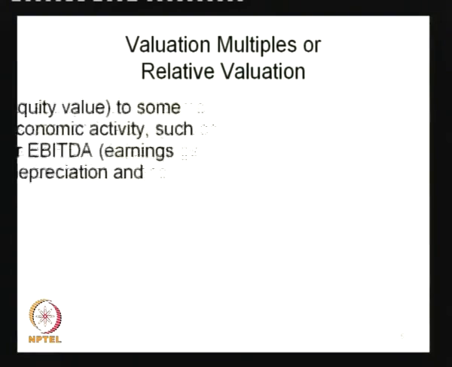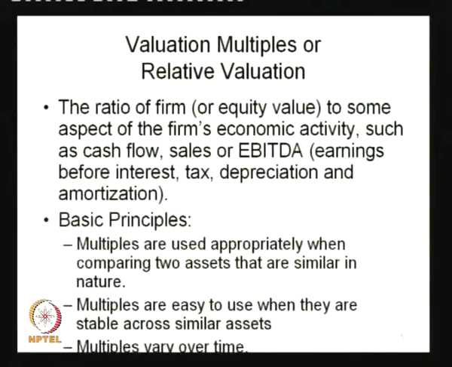So, it is not right that one should go for a different sector for valuing another sector for that matter. So, what are the different methods or approaches here? We have the ratio of a firm, or instead of the firm it can also be equity value, to certain aspects of the firm's major economic activity. It could be cash flow, it could be sales, it could be earnings before interest, tax, depreciation, amortization, it could be anything which is of important nature as far as the financial parameters are concerned.